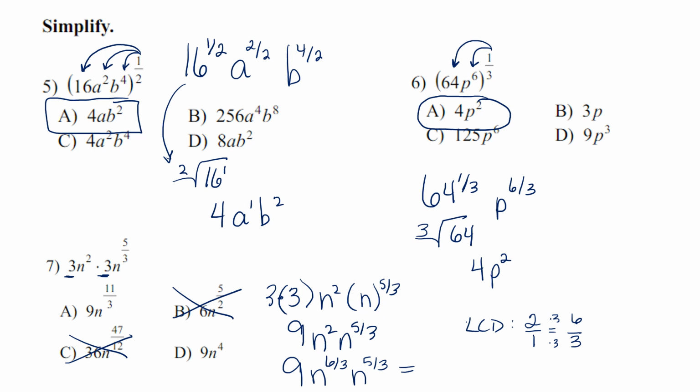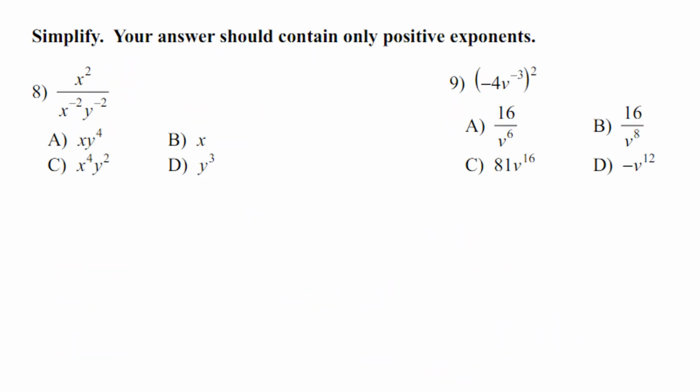And then last but not least, now that both of the n's have the same root for that rational exponent, I can keep the base of n and add those two exponents together. So my coefficient of 9 stays the same, and then it would be n to the 11/3 as your final answer. There you go. That's answer choice A. Multiple choice, guys, always, always, always reduce any examples. Get rid of anything that doesn't work. Give yourself a better chance.